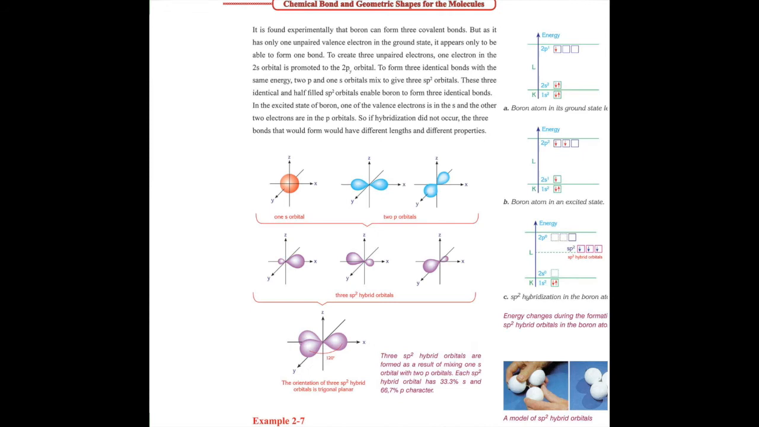In sp2 hybridization, we need 3 single electrons in the orbitals. In the ground state of boron, we can see just one single electron. In the excited state of boron, we can see 3 single electrons. At the end, in the sp2 hybridization, we can see three same orbitals, one of them from the s orbital, two of them from p orbitals. It is sp2 hybridization.